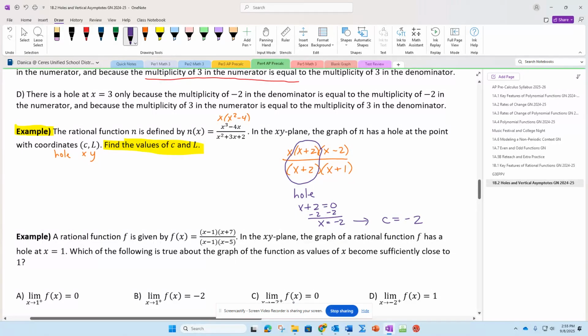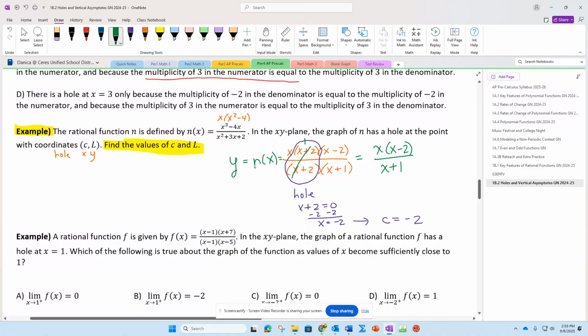All right. So now we want to know, how do we figure out that y coordinate, which is called L in this problem? What we have to do is reduce the factor that gave us the hole. So x plus 2 and x plus 2, those would reduce to 1. And so we call this the simplified function. It becomes just x times x minus 2 over x plus 1. So this, remember, is our n of x, and n of x is our function notation, so that's our y.